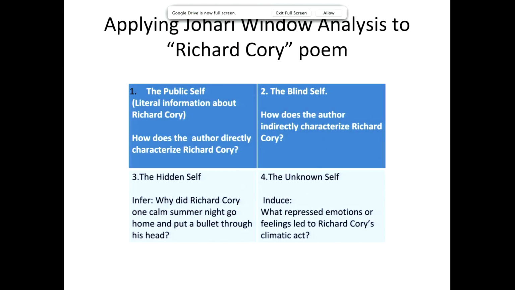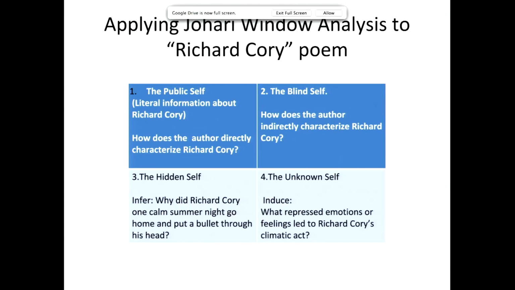This is where the students start to get a little bit past their comfort zone. I'm asking them to extrapolate from the information within the story to make inductions. What repressed emotions or feelings led to Richard Corey's climactic act? And originally the students sort of go, well, I don't know. How could I know? It's not in the story.